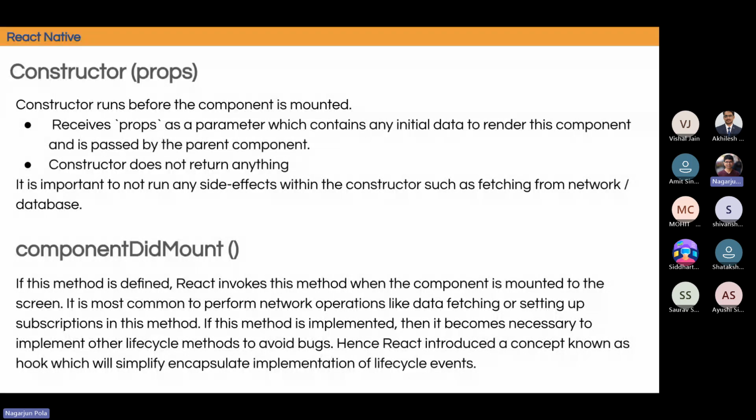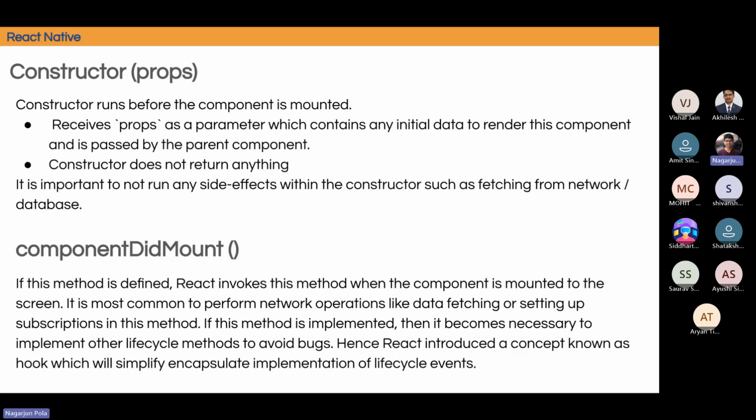So every component has a constructor which may or may not be implemented. If it is implemented, it will have the props object, which is passed by the parent component. This props is nothing but the initial data that is required in order to render that component, and usually passed by the parent, right? Constructor should not return anything. And it is important that we do not do any side effects within the constructor, like performing data fetching from network, or any database operations. All that should not be done in constructor. Okay.